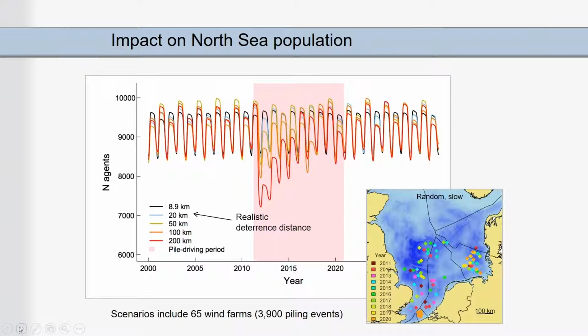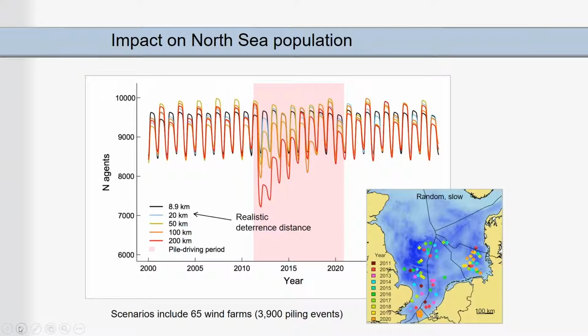The thing we did now was to build scenarios. We have a picture of a scenario down in the right-hand corner that shows 65 wind farms that are being built in random parts of the North Sea, but at realistic water depths. So that's all in all 3,900 piling events. That would be what should be constructed from 2011 to 2020 in order to meet the EU target for renewable energy development. So it's a random scenario, but inspired by what is needed.